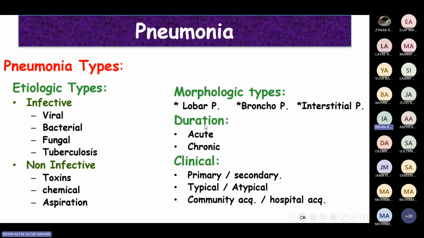Then we have the duration. If it is a very short duration, acute pneumonia. For a long period of time, chronic pneumonia. We have clinical classifications also: primary pneumonia, secondary pneumonia, typical pneumonia, atypical pneumonia, community acquired, healthcare associated, hospital acquired, ventilator associated. Okay.